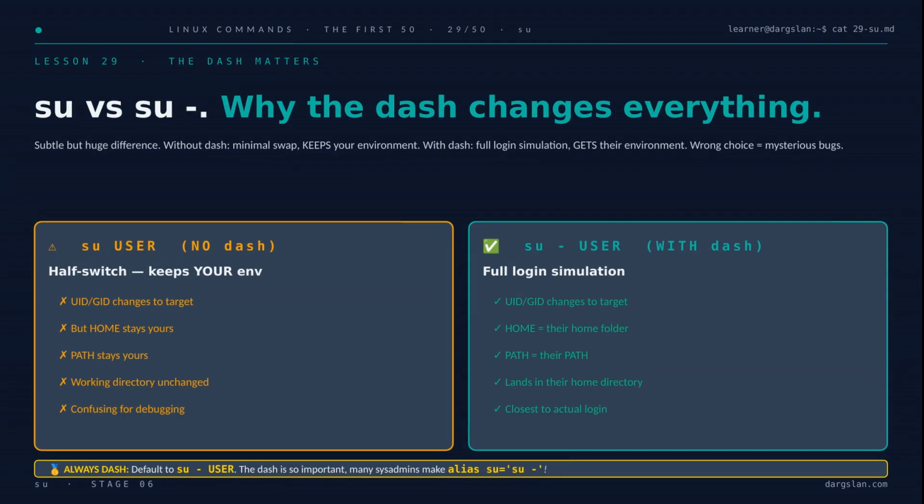Let's put the two side by side. Without the dash, your UID and GID flip to the target user, but everything else stays stubbornly yours. Same home, same path, same working directory. With the dash, it's a clean break. You land in their home, you inherit their path, you're as close to a real login as you can get without logging out. That's why so many sysadmins quietly alias su to su -. The dash matters that much.